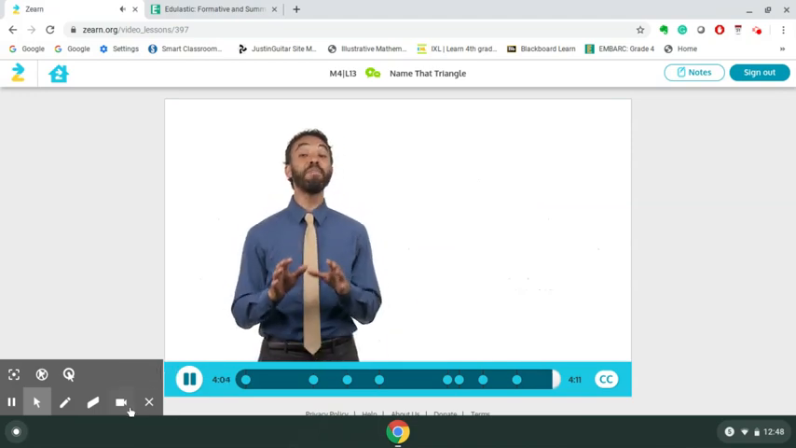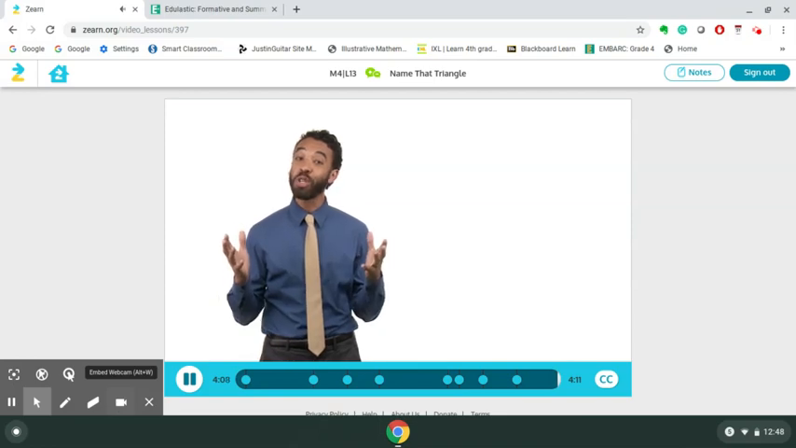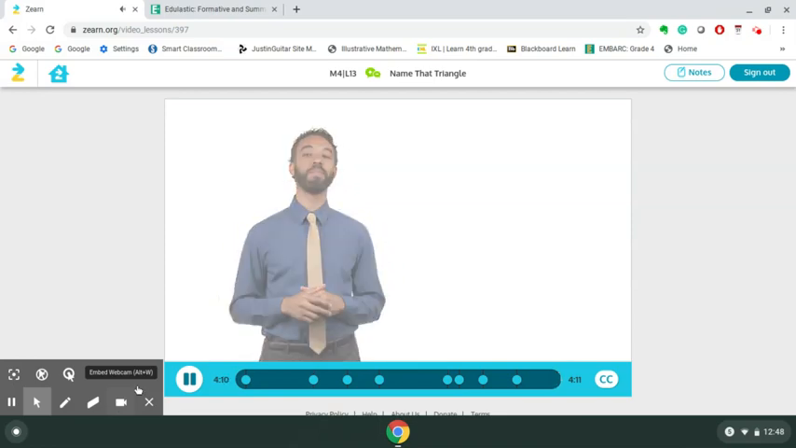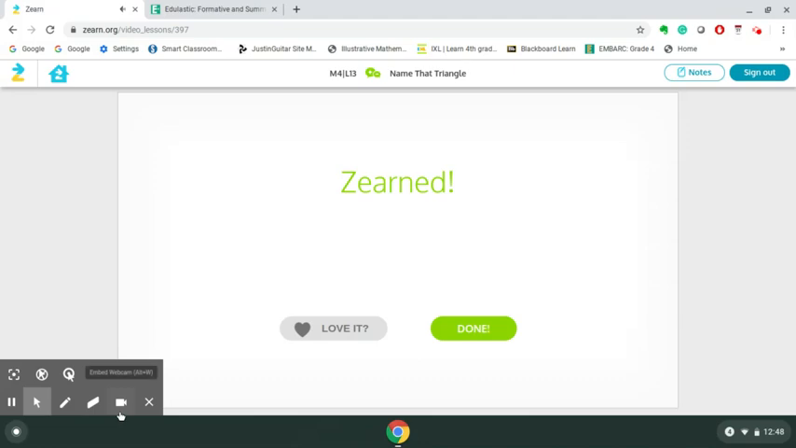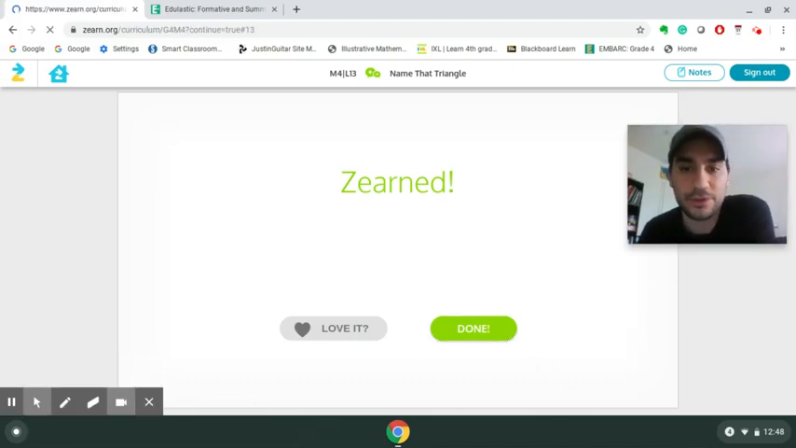Nice job today thinking about side lengths and symmetry in triangles. It's time to go show what you know in the Tower of Power. All right, excellent work. Today we're going to head over to the Tower of Power. I want to do that with you. If you want to try it on your own, that's totally fine.